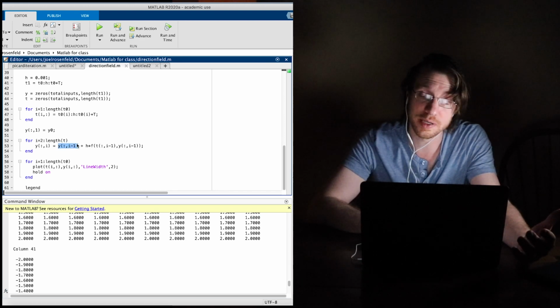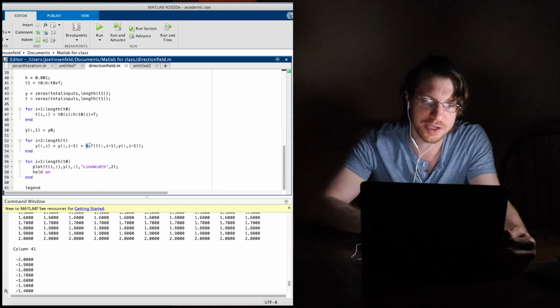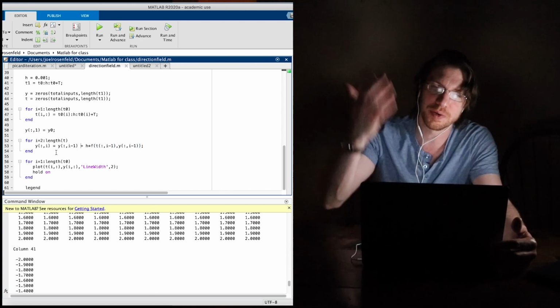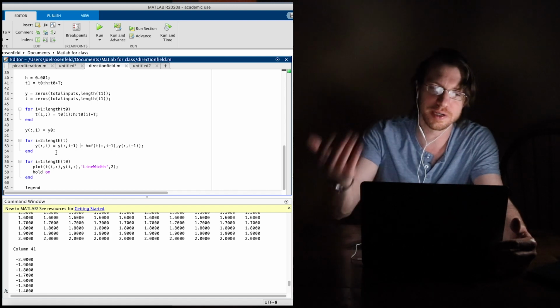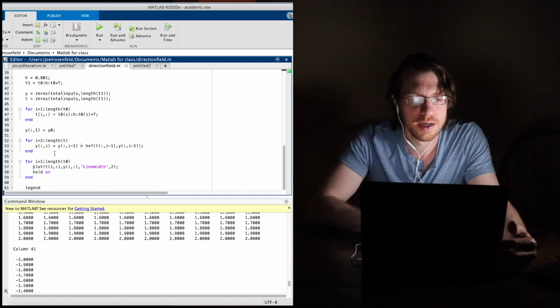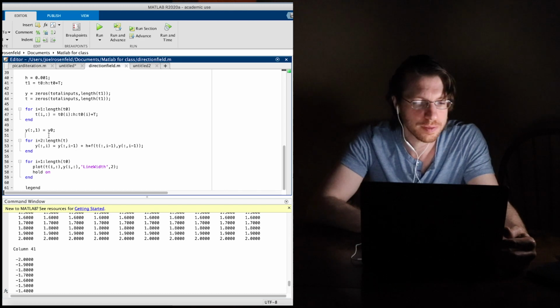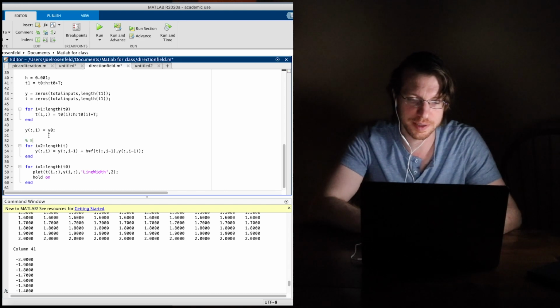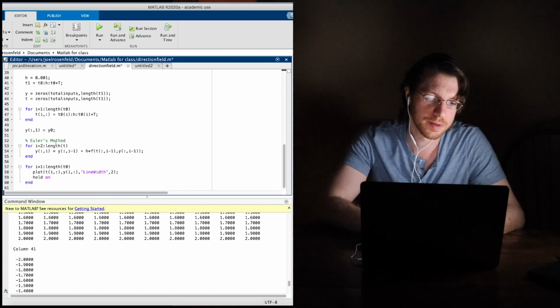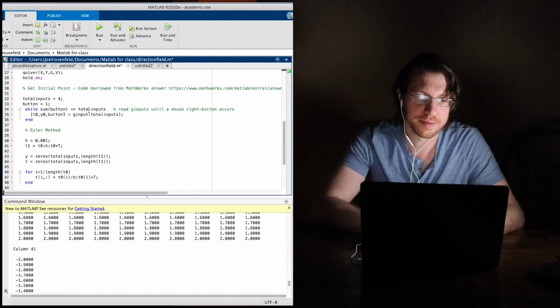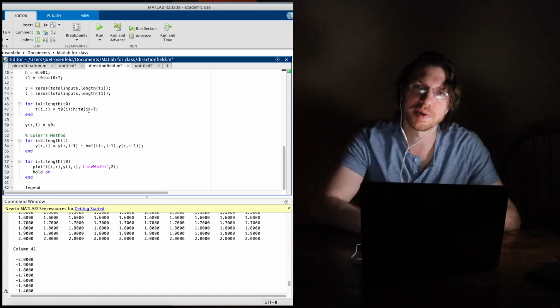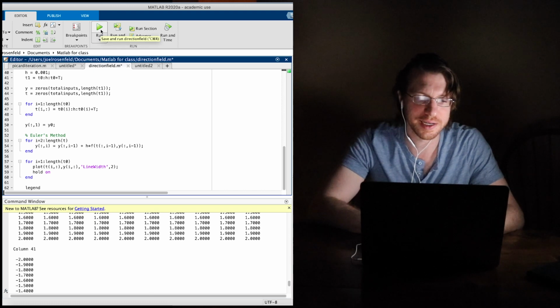In the first step, this would be just the initial point, plus h times the differential equation evaluated at the previous point. So this is the initial y, and this would be the initial t. And then in the next step, it would go to the next consecutive one and just use the previous one. So this here is just Euler's method. But I'll have a separate Euler's method code for you guys to take a look at later.